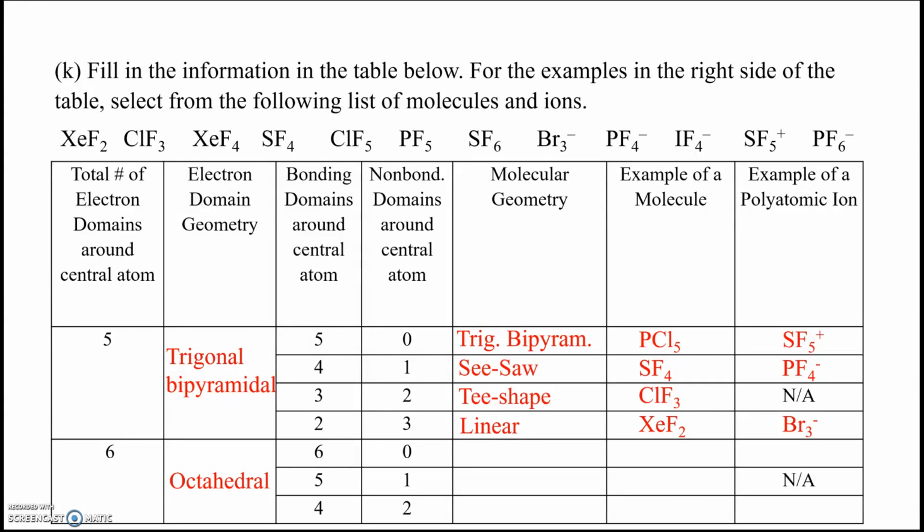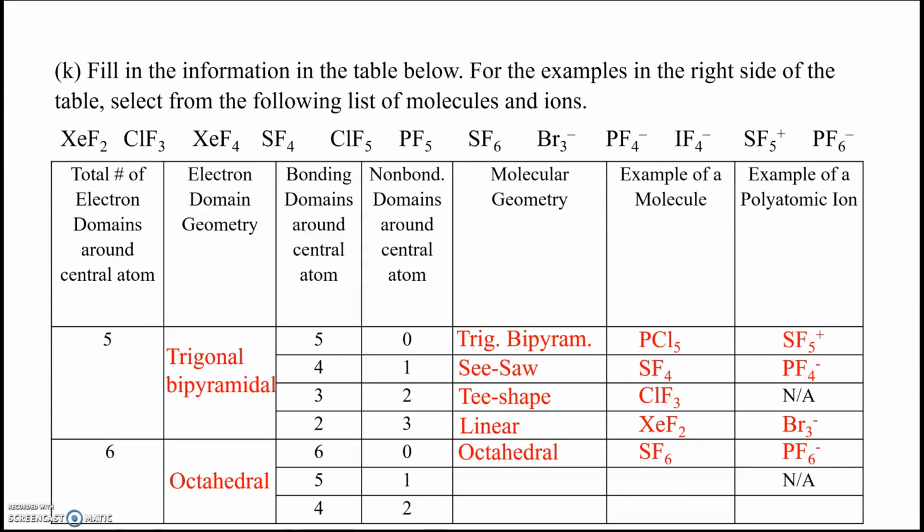Now the last collection of shapes will be when we have 6 domains. That gives us the octahedral shape. And here there are only 3 ways this can go. 6 and 0, 5 and 1, 4 and 2. When we look at the 6 and 0, that's going to retain the octahedral configuration. And a good example of that would be sulfur hexafluoride with phosphorus hexafluoride minus as the polyatomic ion.